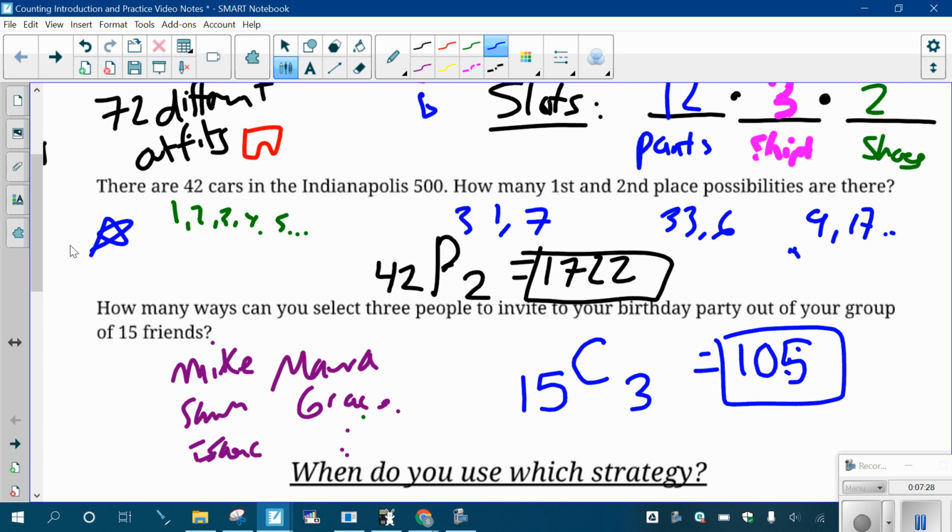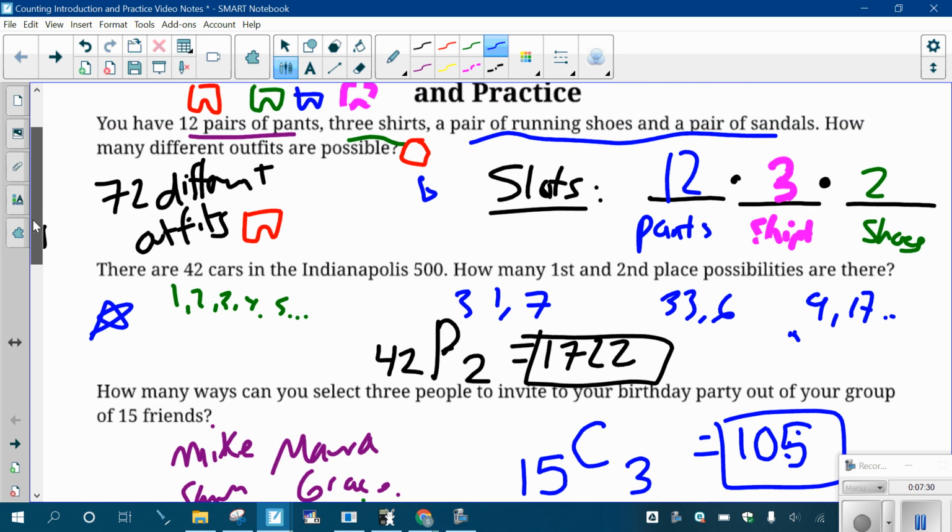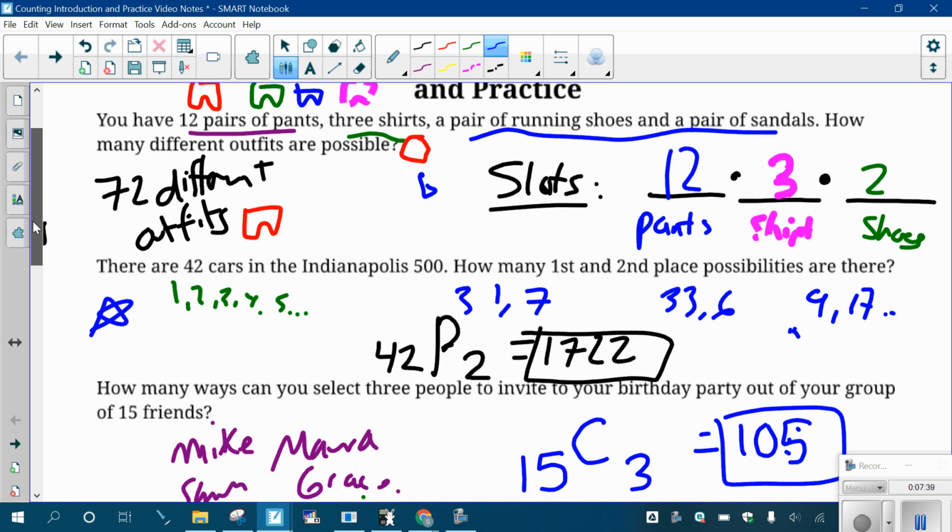Okay. So if you look at these 3 different strategies, you can kind of see some differences. So I want you to take a second, read back over these scenarios, and see if you could identify some differences.